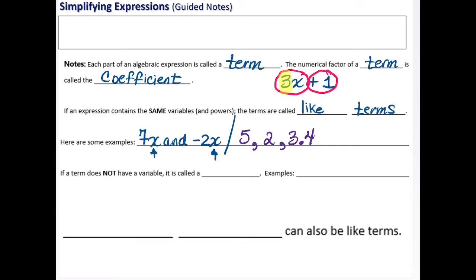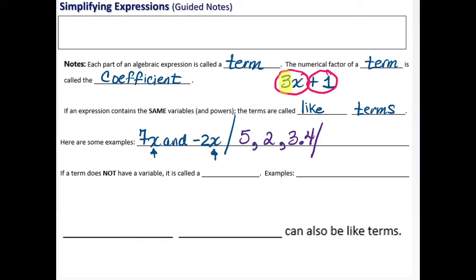5, 2, and 3.4 are considered like terms because they're all just basic numbers. They're called constants, which we're going to get to. Those are like terms. Those all can be added up. You can add 5 plus 2 and get 7, and then 7 plus 3.4 is going to be 10.4.